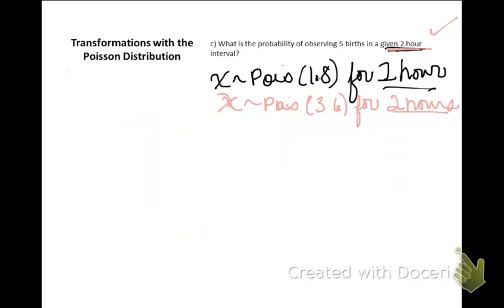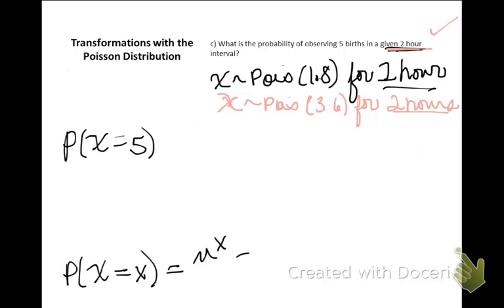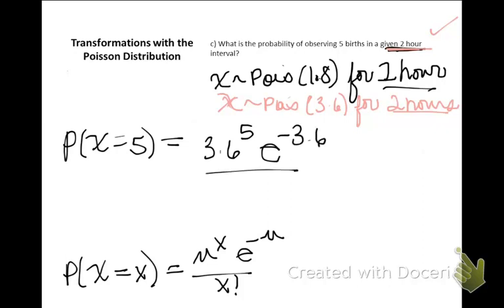So we're now ready to answer the question, what is the probability of observing 5 births? We can use that same probability formula. The probability that random variable x equals a number is mu to the x, e to the minus mu, over x factorial. Here, our new average is 3.6. We want to raise this to the 5th power, e to the negative average, divided by x factorial. In this case, nothing simplifies, so we'll need to go straight to the calculator. And this gives back 0.1377.